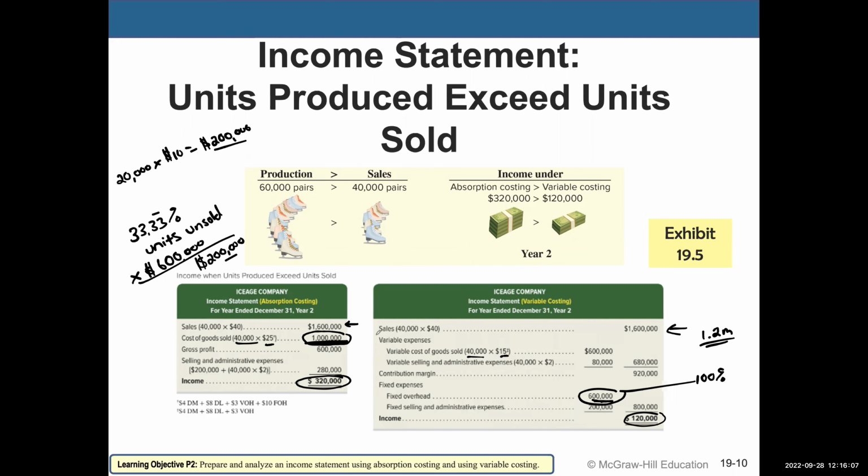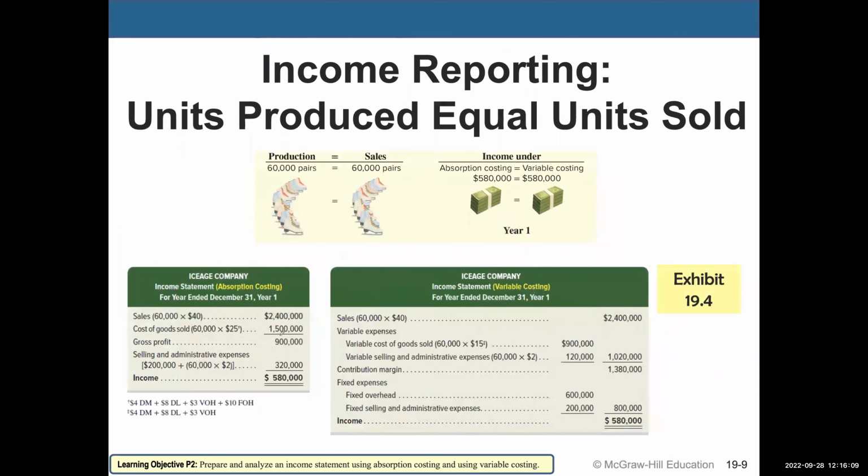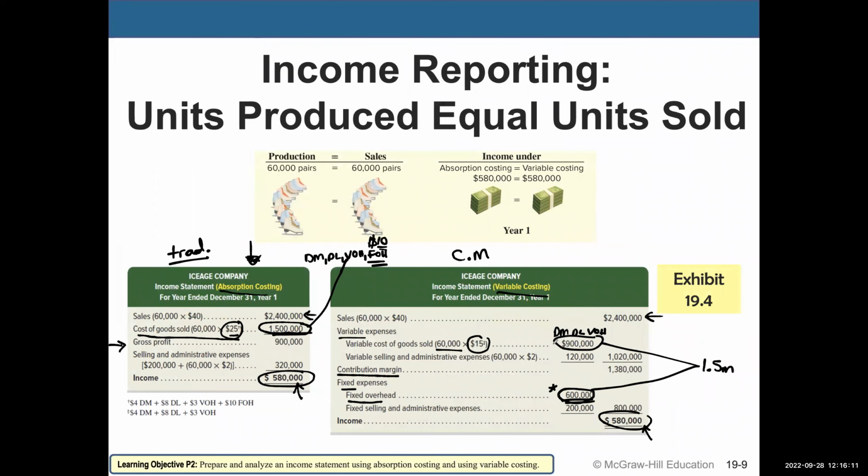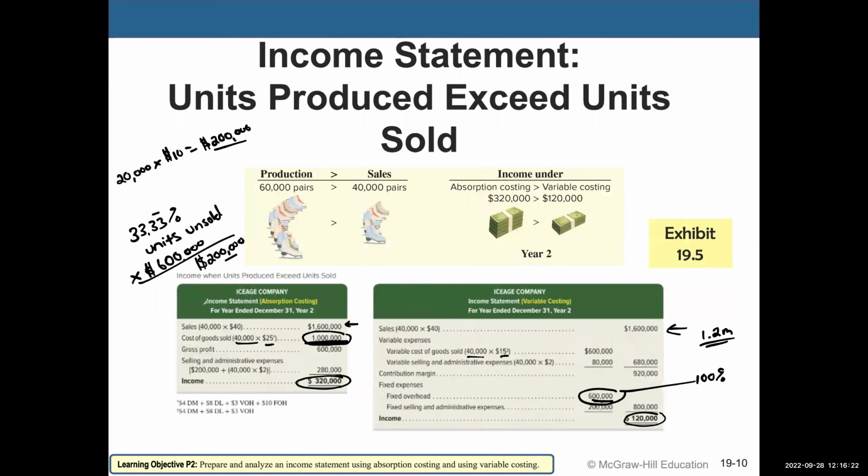Remember last year, we had 1.5 million recognized, and the sum was also 1.5 million over here. That was because we sold and produced the same amount. When we sell less, absorption costing is going to keep that $10 for each unit left over off of the income statement. Therefore, we have higher income.